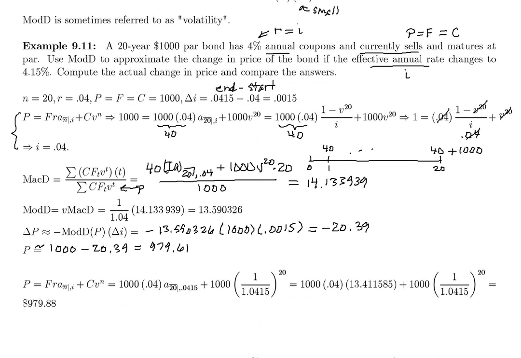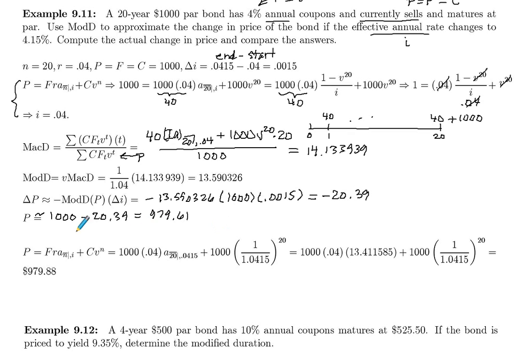Okay, so how do you get the actual change in price? Well, you get it from the cash flow formula for the bond. So price is F times a angle n plus C times v to the n. Okay, so our face value is 1,000. Our coupon rate's 0.04, and then a angle 20 at 0.0415. Now see our i is changed to 0.0415. And then our discount factor out here is going to be 1 over 1.0415, and that gets a 20th power.